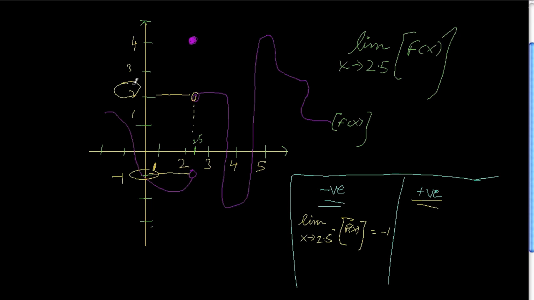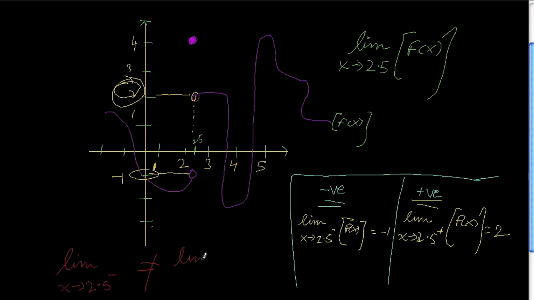So this function approaches from the positive side, it approaches 2. Or I can write that the limit as x approaches 2.5 from the positive of f of x is equal to 2. And this is one of the cases which we have encountered before. So the limit as x approaches 2.5 from the negative is not equal to the limit as x approaches 2.5 from the positive.